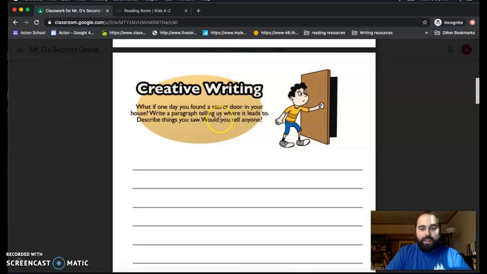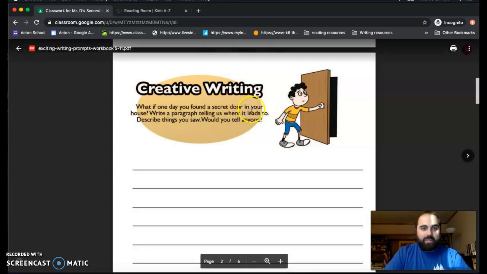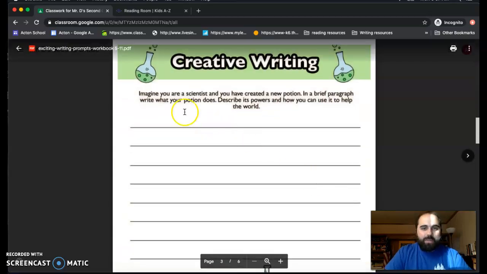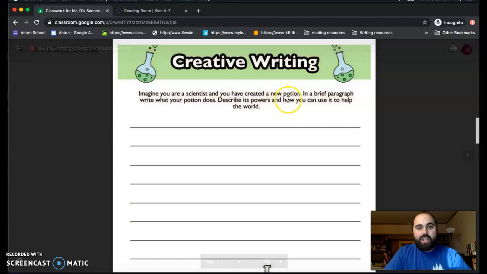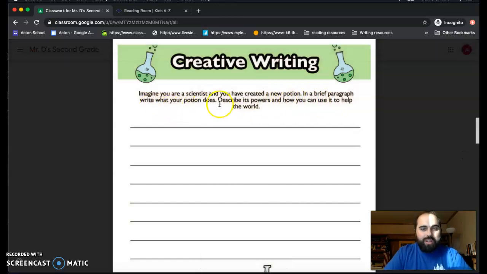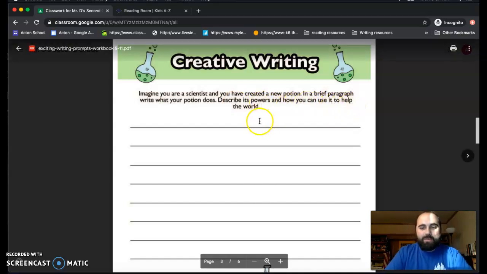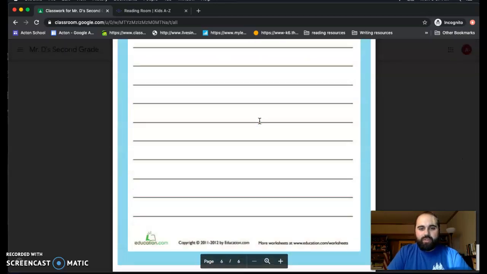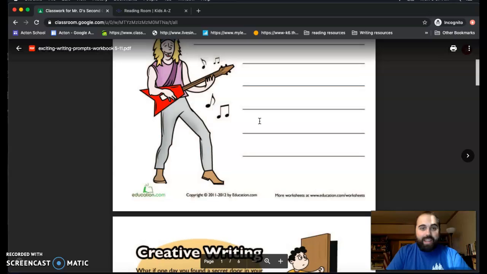This one has to do with if you found a secret door in your house, and it has some questions to help you form a whole story with that. This one is imagine you are a scientist and you have created a new potion. In a brief paragraph, write what your potion does. Describe its powers and how you can use it to help the world. That's really cool. And like I said, there's a whole bunch in here. So feel free to pick one today and do it.